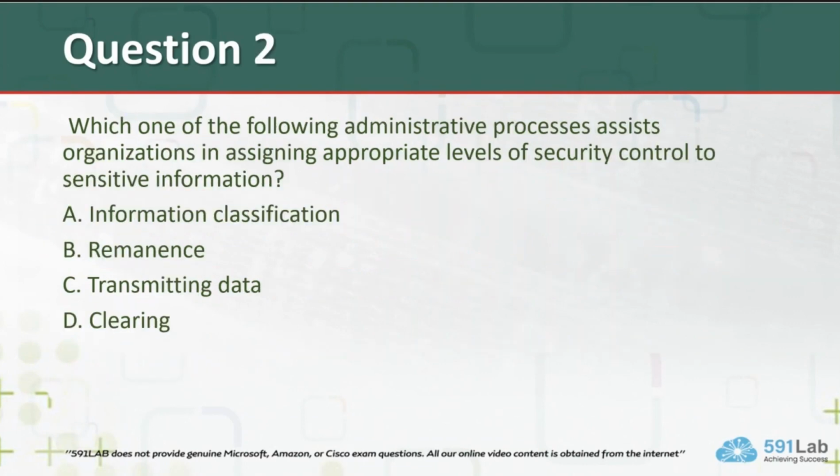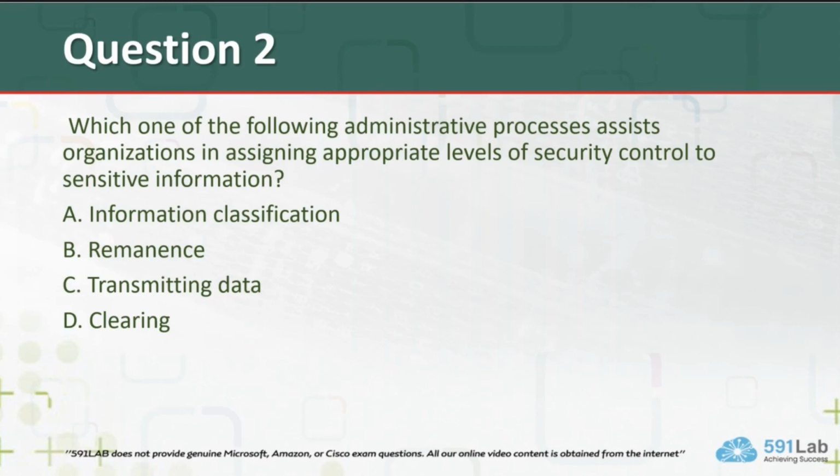All right, next question. Which of the following administrative processes assist organization in assigning appropriate level of security control to sensitive information? So you would need to assist the organization in assigning appropriate security control. Do you think this would be relevant to clearing, transmission, remnants, or information classification?